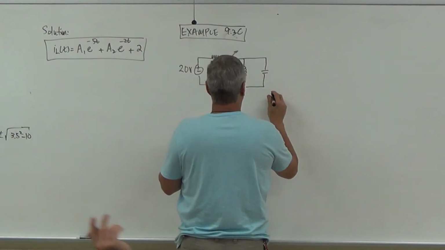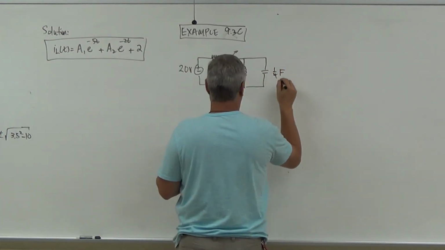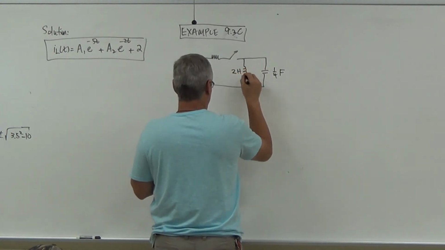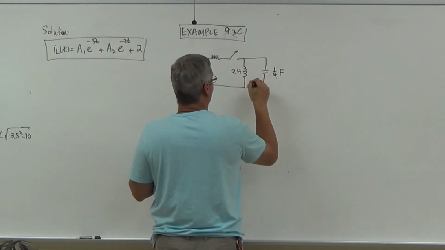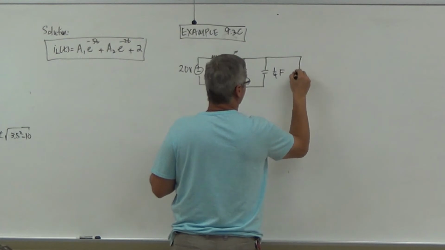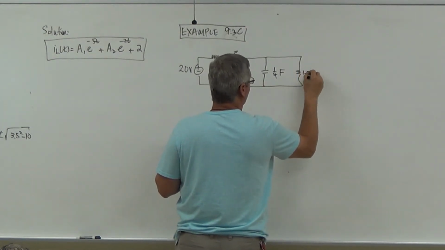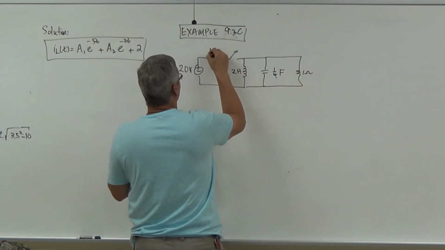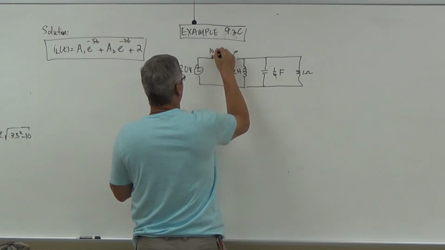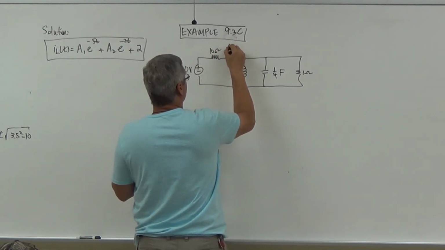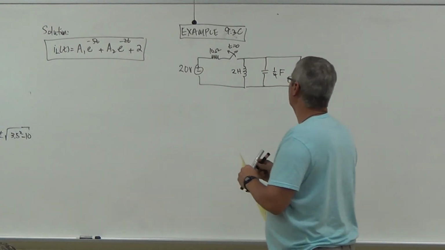So this guy here is a quarter F. There's another resistor. This is 1 ohm, and then this is a 10 ohm. And we know the switch opens at t equals 0.